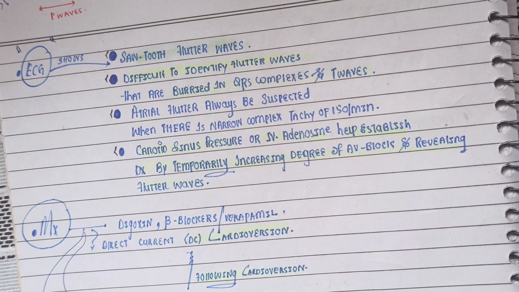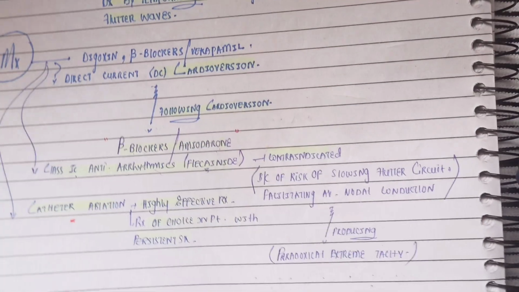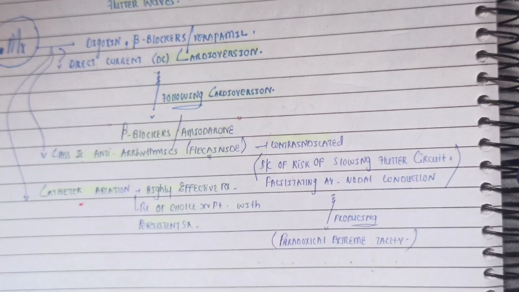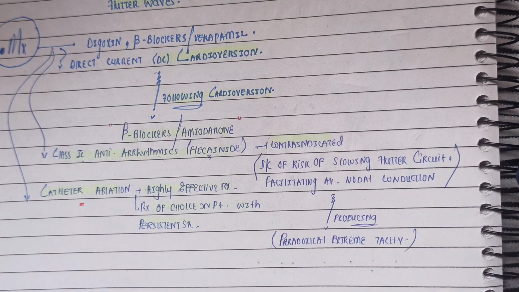Finally, now comes the management. If somebody is suffering from atrial flutter, what is going to be the treatment? The treatment protocol should be as follows. In this case, the rate is very high, 300 per minute. You have to start with the direct current cardioversion, DC.